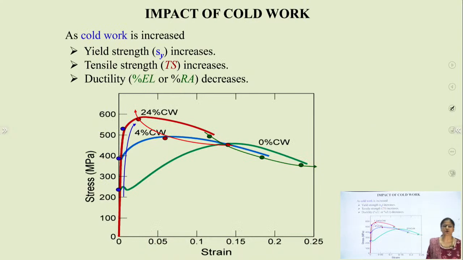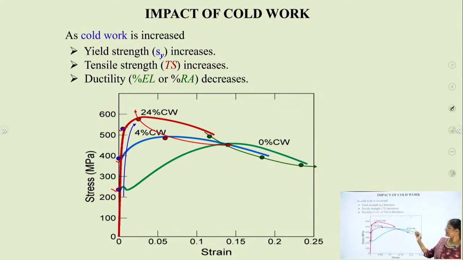Now we will see the impact of the percent of cold work. In this plot we can see the stress-strain diagram and the effect of percent of cold work. We have taken three cases here: 0% cold work, 4% cold work and 24% cold work. The yield strength of all three samples is denoted by blue dots. These three dots show the yield strength of these three samples. Red dots show the tensile strength of the three samples and ductility is shown by the green dots.